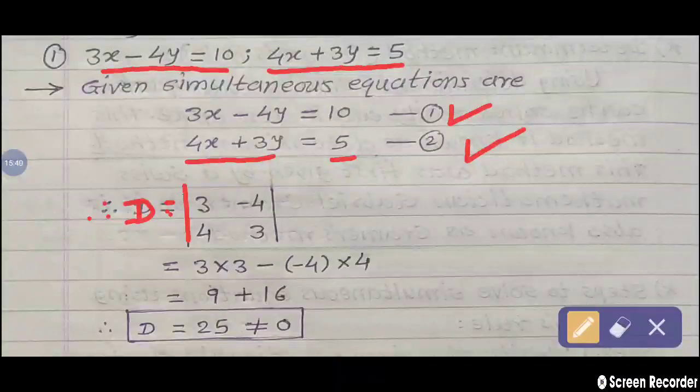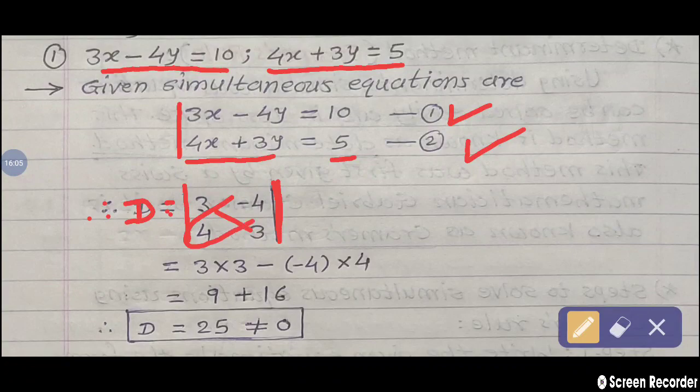In the determinant form we write the coefficients of x in the first column, that is 3, 4, check here, and in the second column we write the coefficients of y, that is minus 4 and 3. Find out the value then. 3 multiplied by 3 minus, second cross multiplication is what? Minus 4 multiplied by 4.